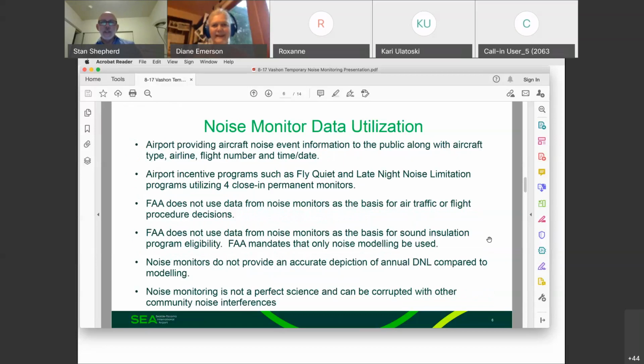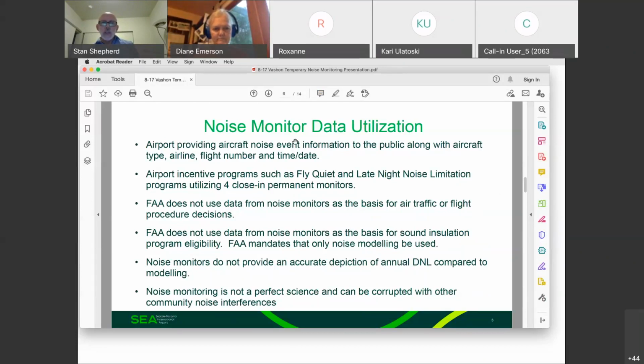And what we're trying to do with that late night noise limitations program is encourage those airlines that are flying very loud aircraft to either move it out of the nighttime hours or to change it to a different fleet. So that's our goal with that. We were making some pretty good progress on that prior to COVID impacting the airline industry, and we're waiting to see how that actually plays out.